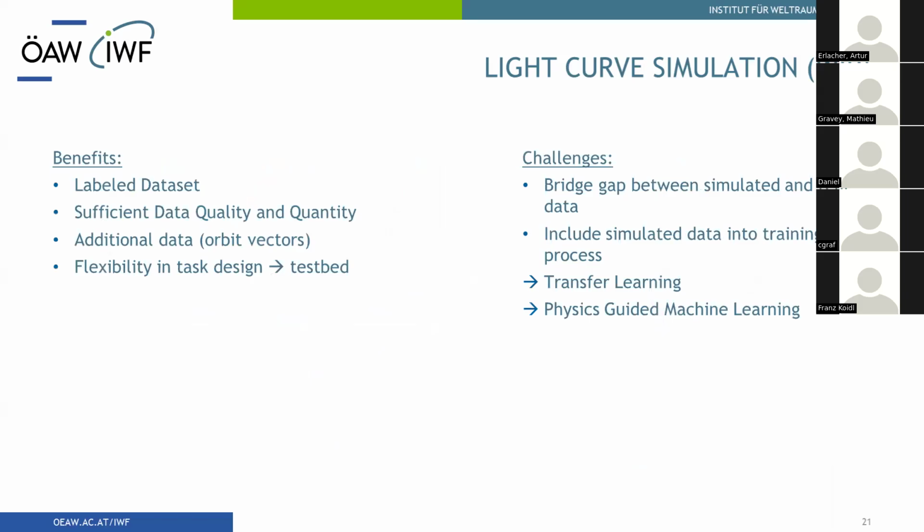So just to give you an overview of the benefits, the simulation would actually provide us with a large quantity of labeled data, because in the simulation, we have access to all the information and all the parameters. Second, we would have sufficient quality and quantity of data. We can generate as much data as we need. And of course, the additional data which we can generate, for example, the orbit vectors, and we also have flexibility in the tasks.